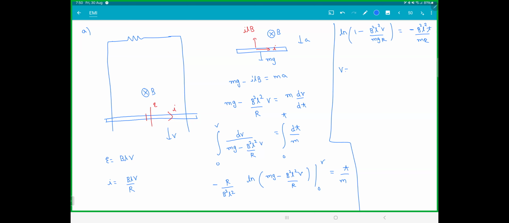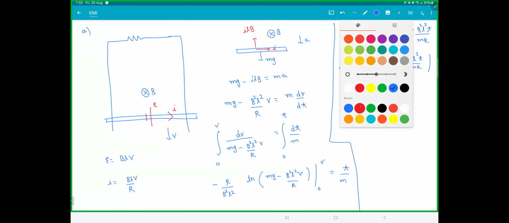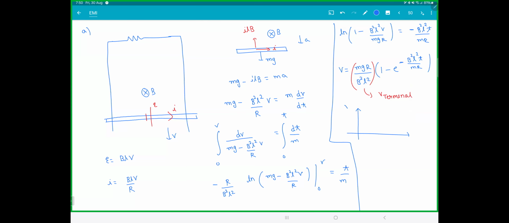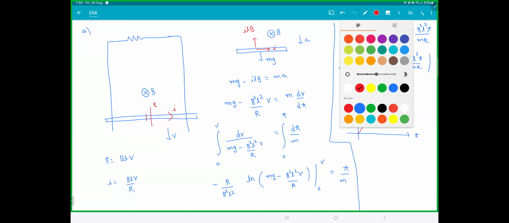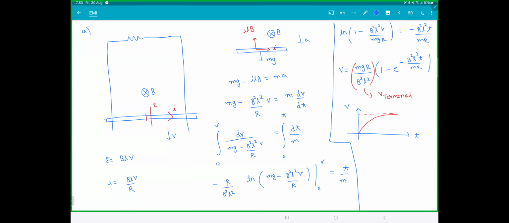Exponential, send it that way. So V is equal to mgR by B square L square into 1 minus e power minus B square L square T by mR. This velocity will go exponentially. And if you look at this term here, this is your terminal velocity. This looks exactly like viscous force. If you try to plot a VT graph, this velocity would increase and eventually become constant. Is this clear, everyone?